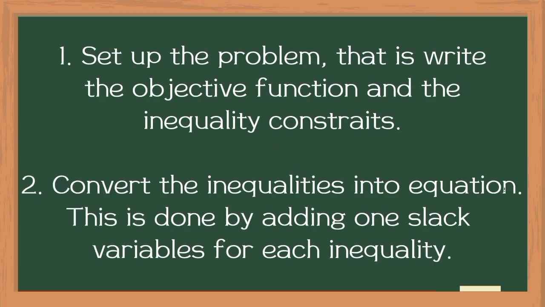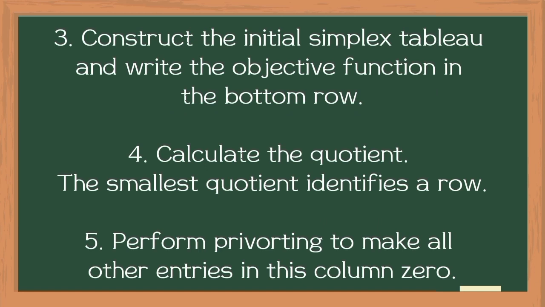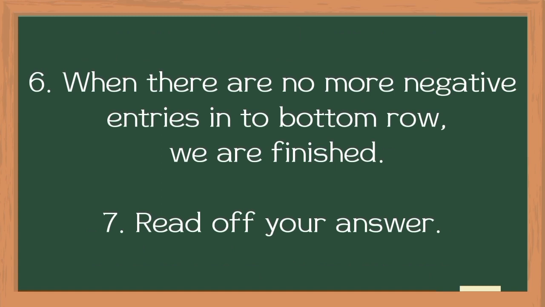Number 1. Set up the problem. That is, write the objective function and the inequality constraints. Number 2. Convert the inequalities into equations. This is done by adding one slack variable for each inequality. Number 3. Construct the initial simplex tableau and write the objective function in the bottom row. Number 4. Calculate the quotients. The smallest quotient identifies a row. Number 5. Perform pivoting to make all other entries in this column 0. Number 6. When there are no more negative entries in the bottom row, we are finished. And number 7. Read off your answer.